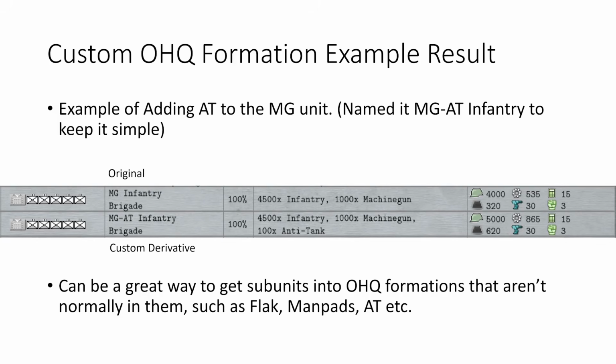This can be a great way to get subunits to OHQ formations that aren't normally in them. Big examples here, if you're playing a game where aircraft become a big thing, is flak and MANPADS. By default, none of the OHQs have any AA assets in them. So this is a way to put dedicated AA assets in your formations. It's also a way to put in things like AT that don't normally appear in them, or mechanized artillery. There's a couple different subunit types that don't normally appear in OHQ units. This is a way you can get them into these formations.